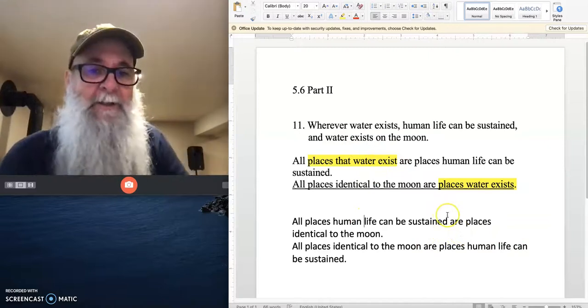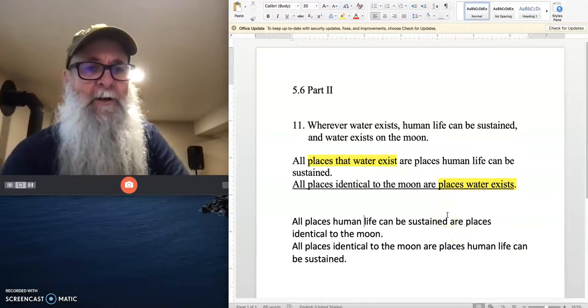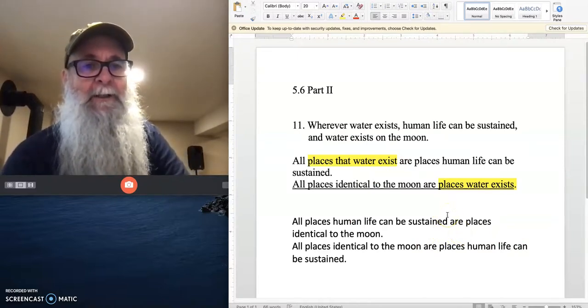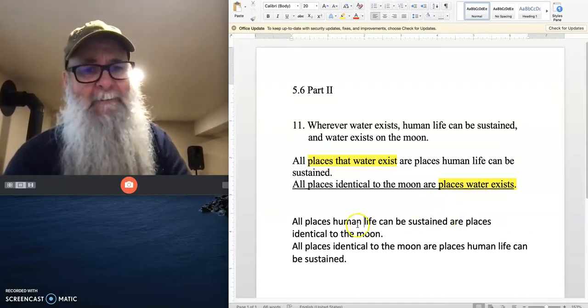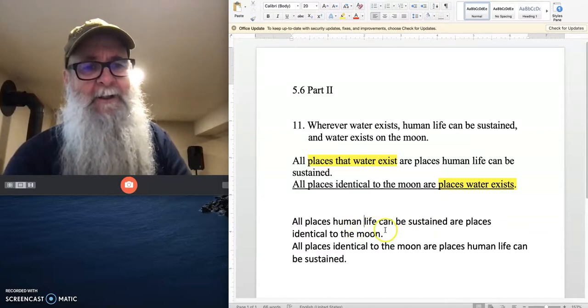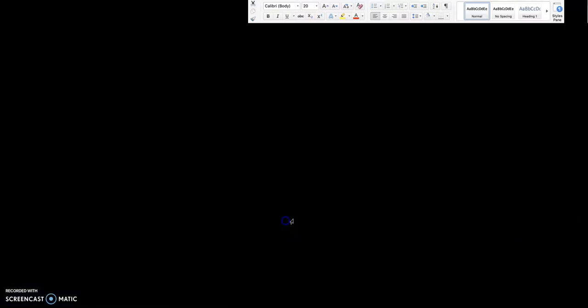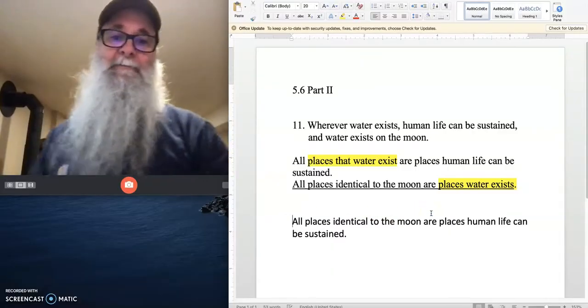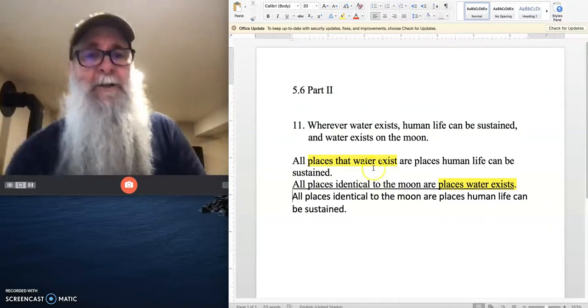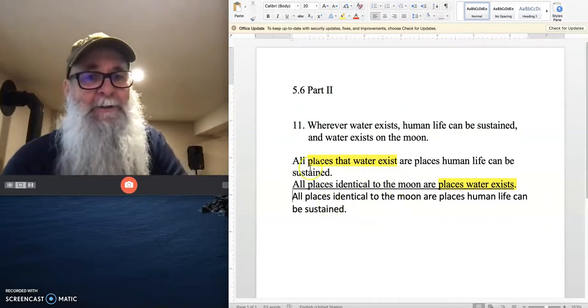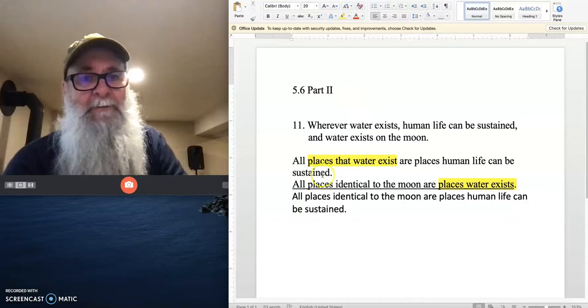Okay, if it's true that all places that water exist are places human life can be sustained, and it's true that all places identical to the moon are places water exist, would that mean that all places human life can be sustained are places identical to the moon? No. There's lots of other places human life can be sustained. For example, Earth. I mean, there's not lots. All right. So here we have our conclusion that seems to follow with logical necessity from these two premises, okay?